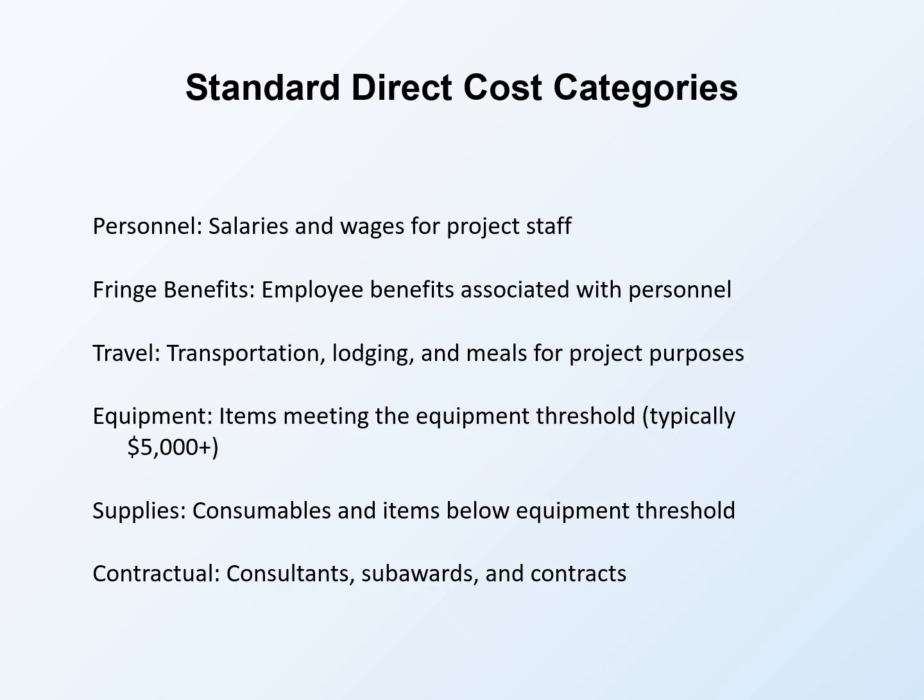Travel covers transportation, lodging, and meals for project-related travel, including both local travel and trips requiring overnight stays. Follow GSA rates for federal grants and include sufficient detail about trip purposes in your budget justification. Equipment includes items meeting your organization's equipment threshold, typically $5,000 or more with a useful life exceeding 1 year.